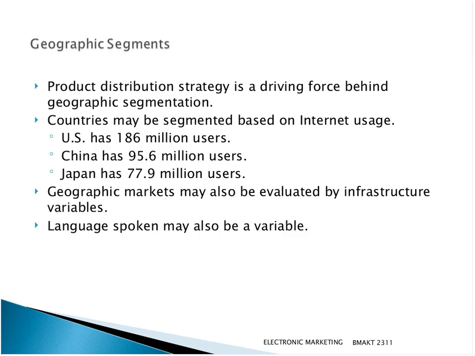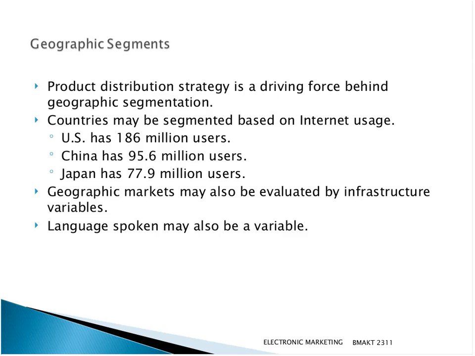Geographic markets may also be evaluated by infrastructure variables. For example, if you look at two countries like China and India, by the number of population and so on, they are more or less the same. But when it comes to infrastructure, China is much better and India has very poor infrastructure. And one of the reasons why India cannot reach the economic growth that China has is that they say it lacks proper infrastructure.